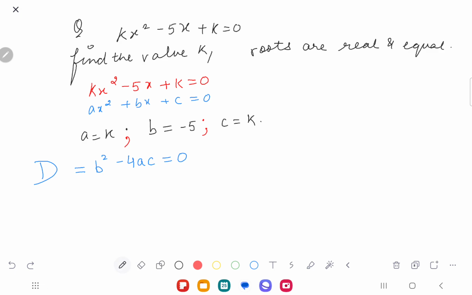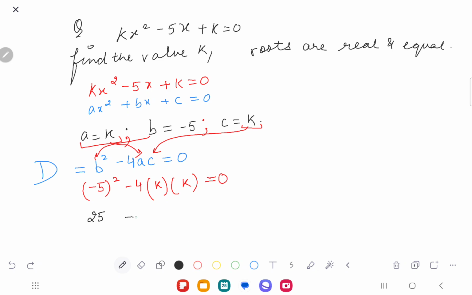So that's going to be minus 5 whole square minus 4a and c. So a is also k and c is also k. Let's put in the values here, and that should be 0. So minus 5 square shall be 25 minus 4k square, because k times k is k square, and that shall be 0. So don't you think 25 shall be 4k square? So k square shall be 25 over 4. Yes or no? So this shall imply k shall be under root of 25 over 4.